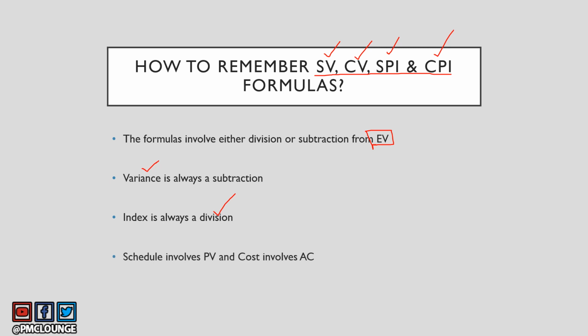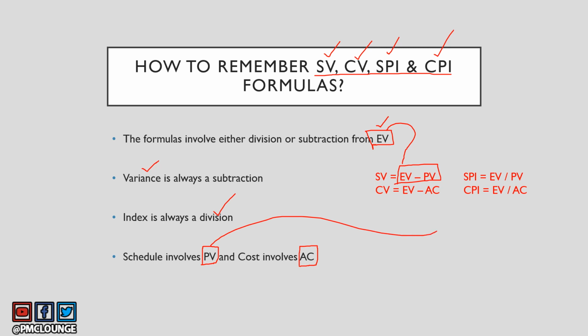Schedule involves PV. So when you're talking about schedule, you'll involve PV, which is planned value. And cost will always involve AC, which is actual cost. So here the formulas are. SV is EV minus PV. How come? Well, because all formulas involve either division or subtraction from EV. So you see EV is here, and schedule involves PV. So PV is here. So you get the idea, right?